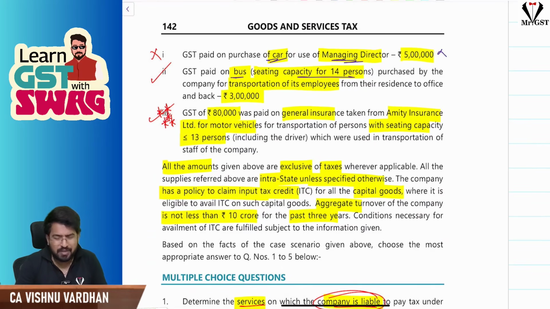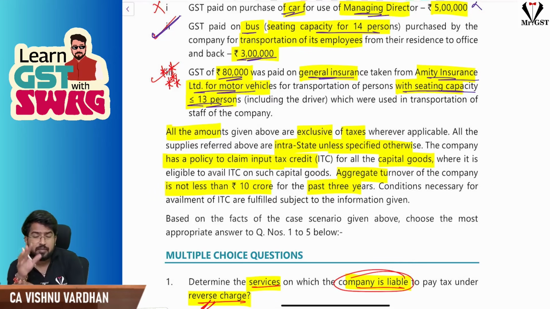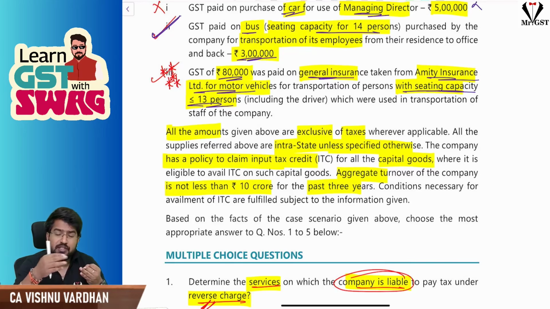Purchased a bus, same repeated concept we have seen in one of the previous case studies also. Seating capacity 14 persons, the 3 lakhs you can take ITC on, since it is greater than 13. Here, this is another interesting point where they are paying 80,000 for general insurance, GST, to Amity Insurance Limited, for a vehicle with seating capacity less than or equal to 13 persons. For vehicles with seating capacity less than or equal to 13, repairs and maintenance, general insurance, all these services are not given ITC. There is an exception for manufacturers of these vehicles or general insurance companies, or if the motor vehicle is eligible for ITC. So here this is a general insurance service taken by an insurance company. For them ITC is available here.